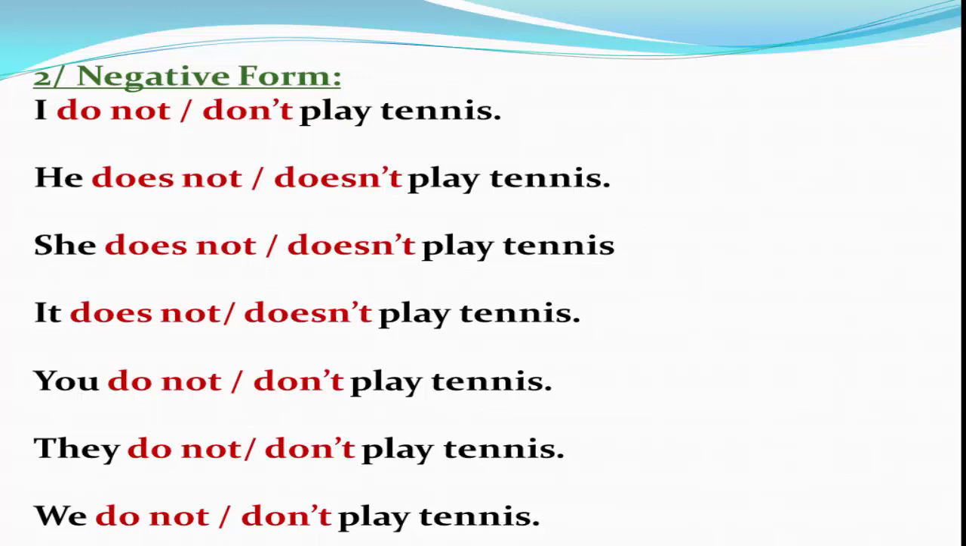So the same thing, if you see he, she, and it, I write he does not or doesn't play tennis. So the auxiliary verb do, I add an S to the auxiliary verb, then I write not, and then the verb. And here the base verb, play.